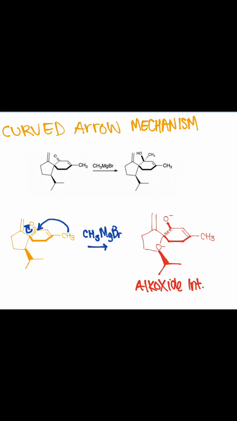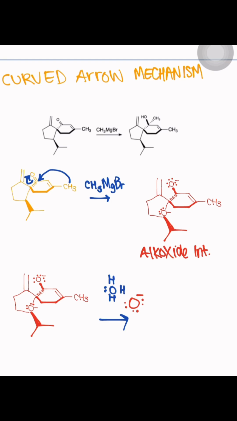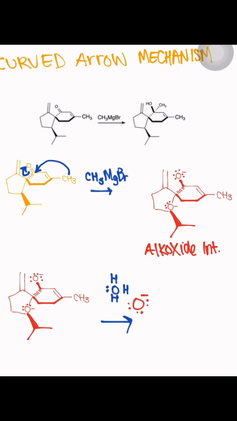So at this stage, we have a tetrahedral intermediate with an O negative. I also had to go back in and add my lone pair electrons to the alkoxide intermediate, but the second step is going to show the alkoxide being protonated. This is the workup step.